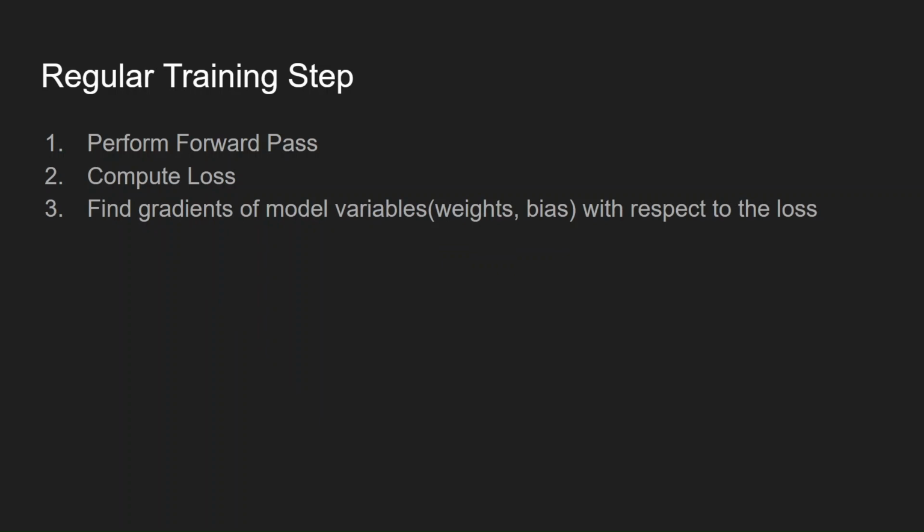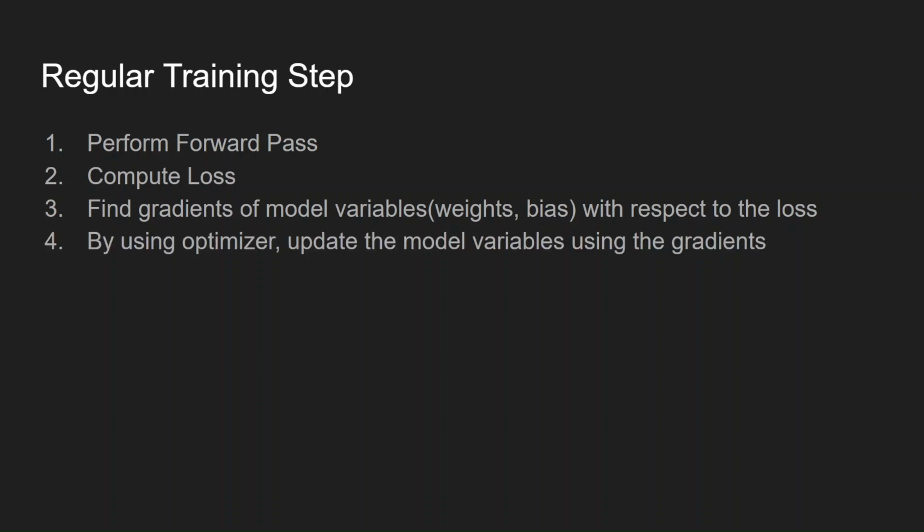and based on that loss we calculate gradients of the model variables. So by variables I mean both the weights and the bias of the model. So find the gradients of the model variables with respect to that loss, and using those gradients update the model variables using an optimizer like Adam or RMSprop or SGD. So these are four basic operations in a regular training step.